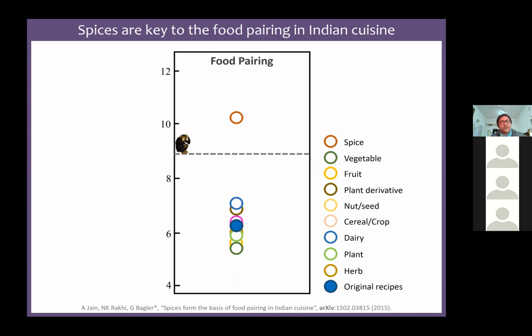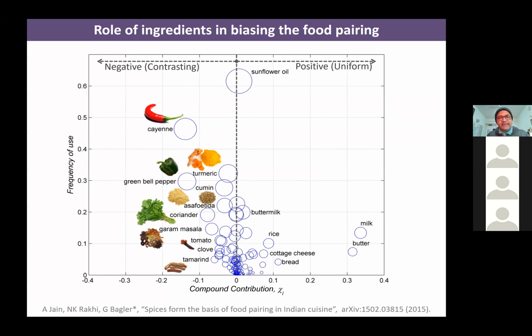That's the conclusion that we draw from this particular experiment that we have made. And we went ahead and identified individual ingredients that contribute the most towards the contrasting food pairing, and found that among those were predominantly spices such as red chili, green bell pepper, turmeric, cumin, asafoetida, which is hing, coriander, garam masala, tomato, clove, and tamarind.